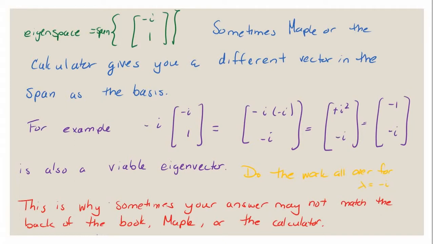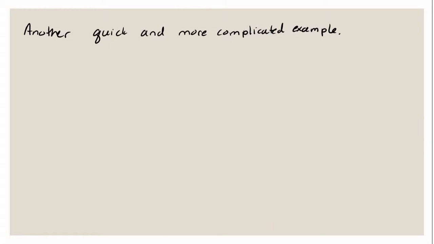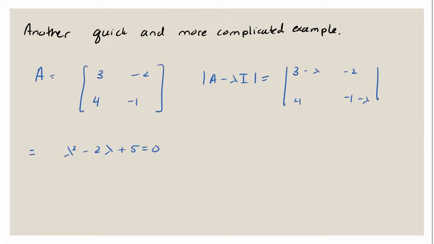So again, I want to remind you that you have to do the work all over again for lambda equals minus i, and you actually get a different eigenspace associated to this eigenvalue. So this work is not complete, but I'm done with it. I'm going to show you a more complicated example, but I'm going to do this more quickly, not breaking it down into steps.